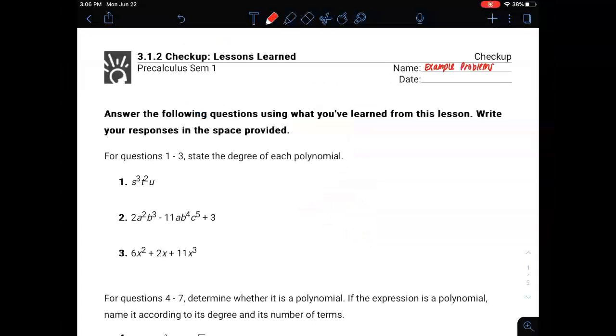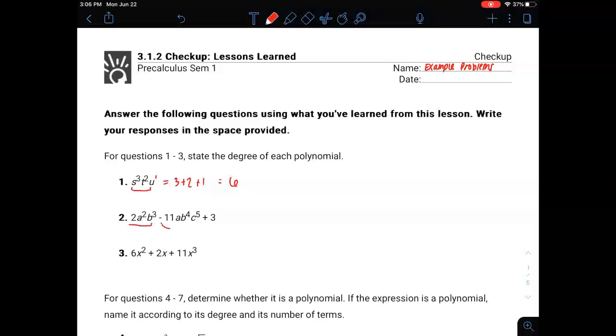All right, so with the first couple of questions here, it's saying state the degree of each polynomial. So it's important to notice the difference between each of these questions. In this first question here, we are dealing with a monomial, right? We've got one term. So when we're looking at one term, we actually add the exponents all together. So I've got 3 plus 2 plus 1. So that gives me 6, right? So I've got a degree of 6.